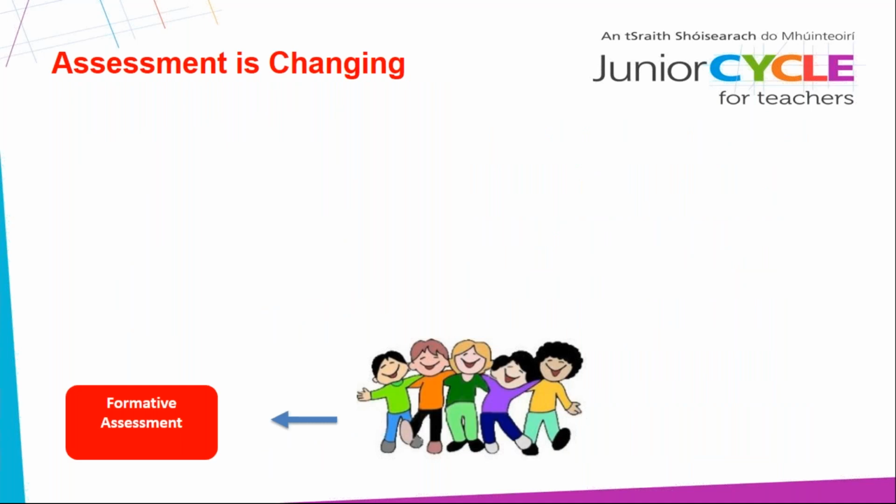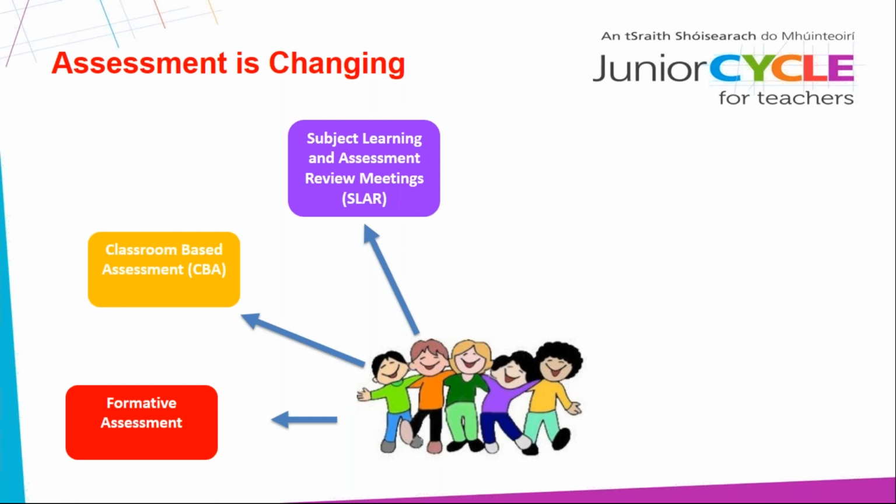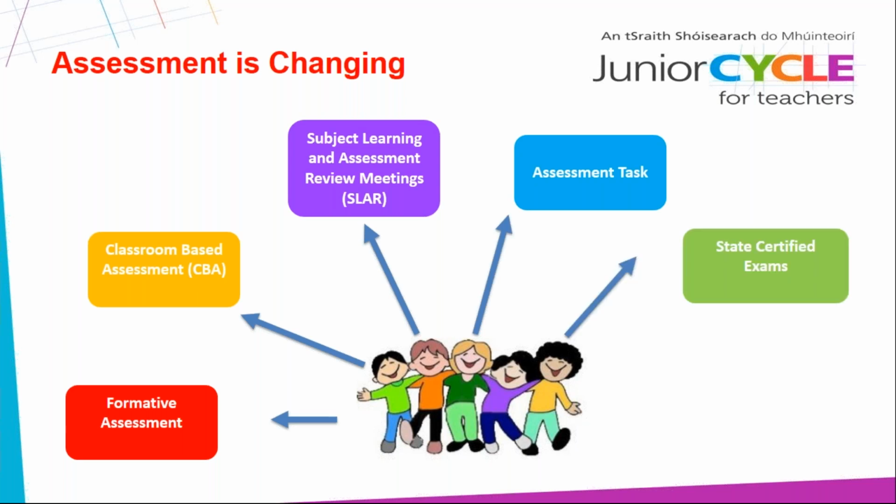In junior cycle business studies, the suite of assessment is made up of ongoing formative assessment as an integral part of the ongoing rich learning experiences, together with two classroom-based assessments, one in second year and one in third year. These classroom-based assessments, or CBAs, are complemented by the Subject Learning and Assessment Review meeting. The second CBA leads to the assessment task, which will be assessed and certified by the SEC, and together with the final state certified exam, will constitute the SEC awarded grade.